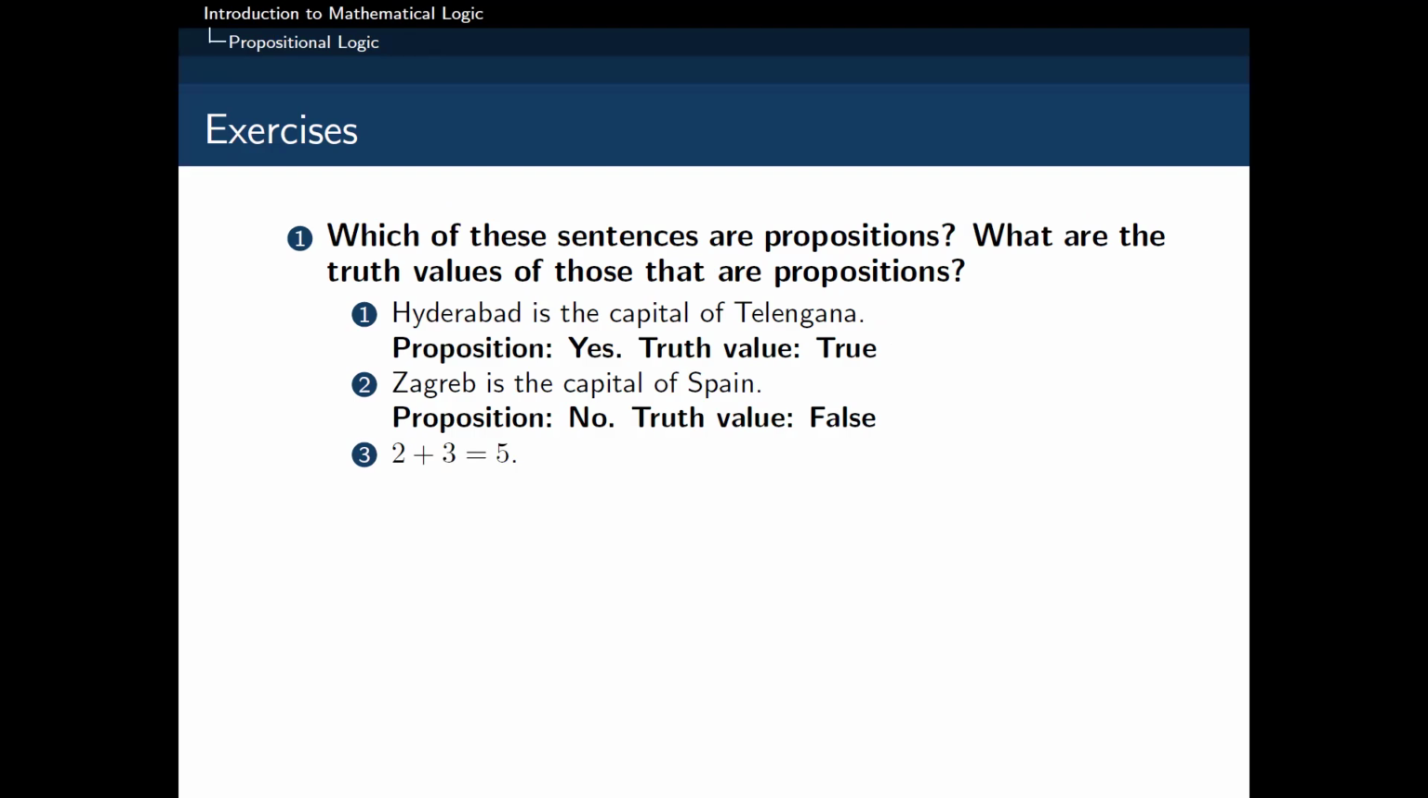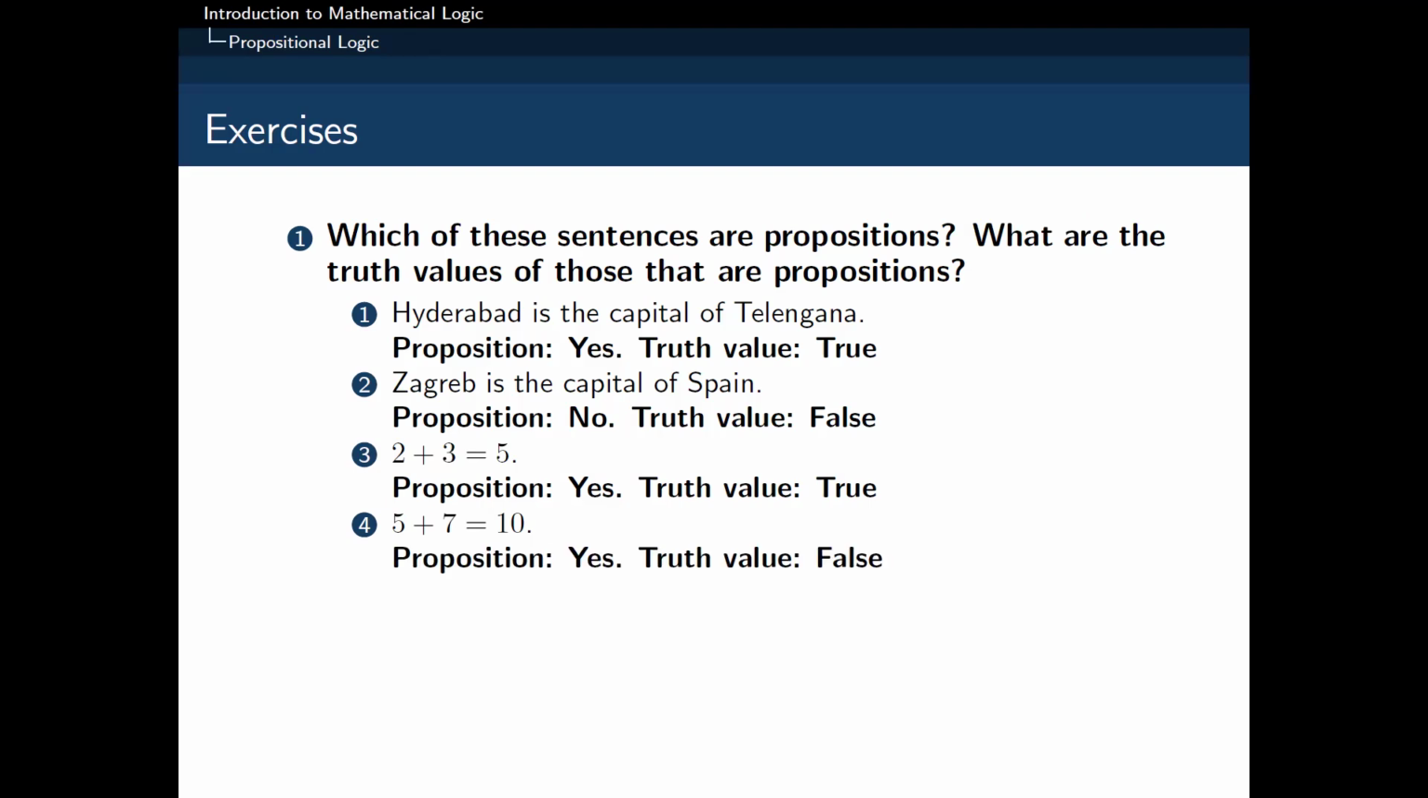2 plus 3 equal to 5. This is true. 5 plus 7 equal to 10. This is false. So the truth value is F.